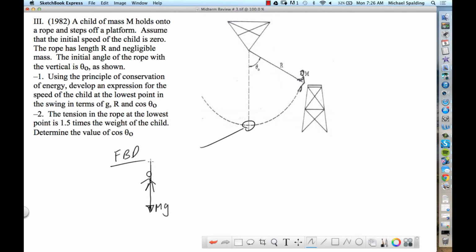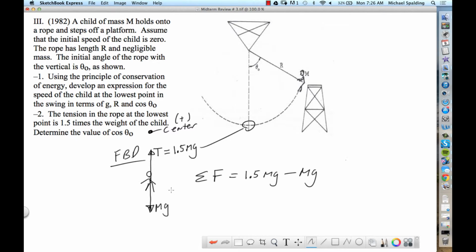mg down, tension up. But what do they tell us about tension? It's 1.5 times the weight. So that's going to be 1.5 mg. Okay, now we sum the forces. And remember, the center of the circle is up here. That's important. Why is the center important? For circular motion, the center is always positive. Why is the center positive? Because what points to the center? The acceleration. So we're going to go 1.5 mg minus mg, right?